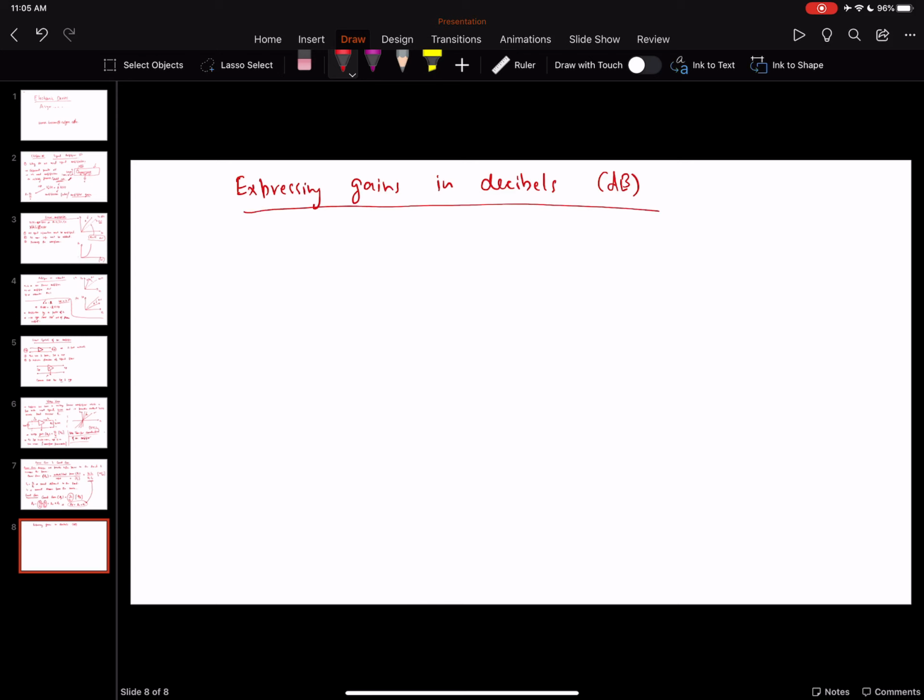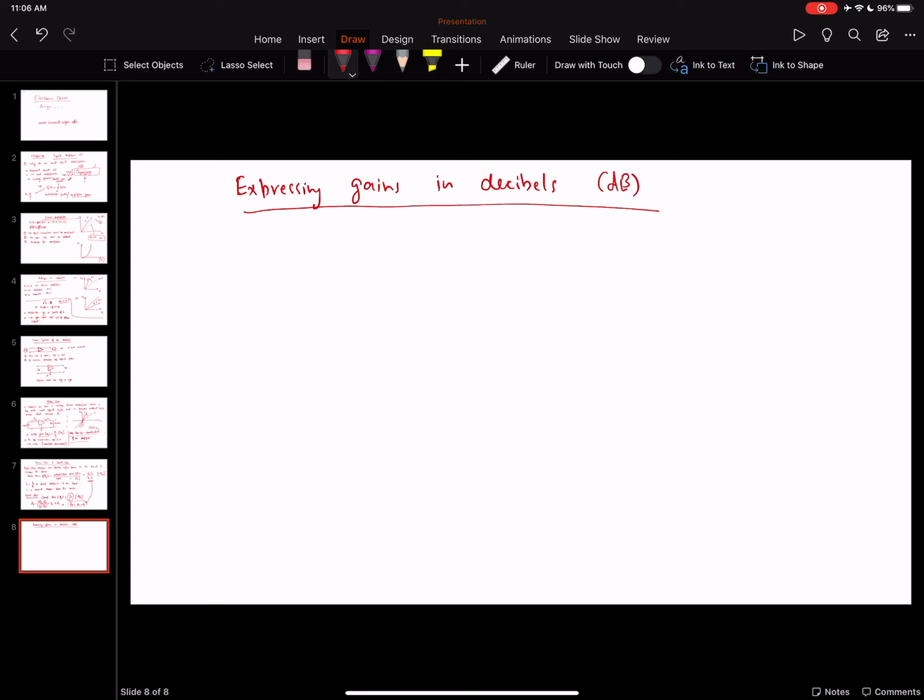Usually our gain numbers are very, very large, right? Like 10, 100, 1,000, or even more. For example, if my input signal is very, very small, let's say in microvolts, and I end up amplifying it to 1 volt, I am talking about an amplification factor of 1 mega, 10 to the 6. Since our amplification numbers are very high, engineers like to make things simpler for representation, for writing. So we would like to express this in terms of decibels.